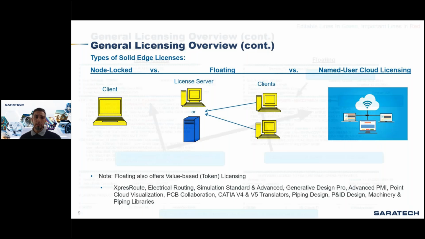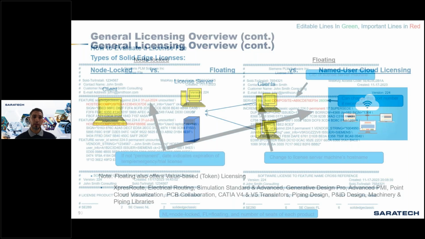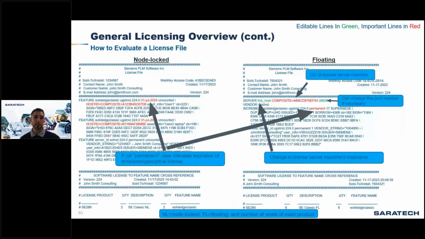So next, let's jump into what the actual license files look like. On the left, we have a node-lock license file, and on the right, we have a floating license file. Just a note at the top here, the editable sections or snippets are in green, but you can see there are not many. And the important lines that I want to mention here are highlighted in red. So let's talk about node lock licenses first.